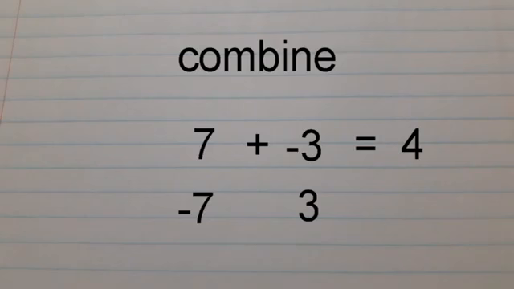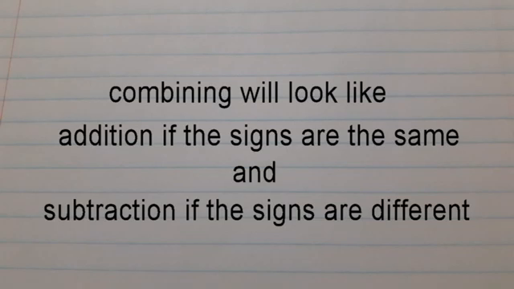But if the signs are different, then combining is going to look a lot like subtraction. Like if I gave you a positive 7 and a negative 3. If we add those two together, we get a positive 4. Or if I gave you a negative 7 and a positive 3, we put them together and we get a negative 4. Since the signs were different in those two examples, it ends up looking a lot like subtraction. 7 minus 3 gives us a 4. Again, even though one answer is positive and one answer is negative. So keep in mind that combining will look like addition if the signs are the same, and a lot like subtraction if the signs of the two numbers are different.